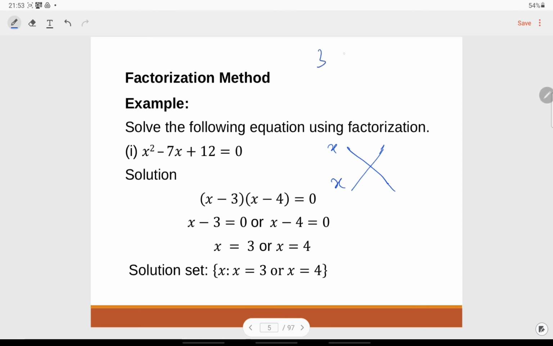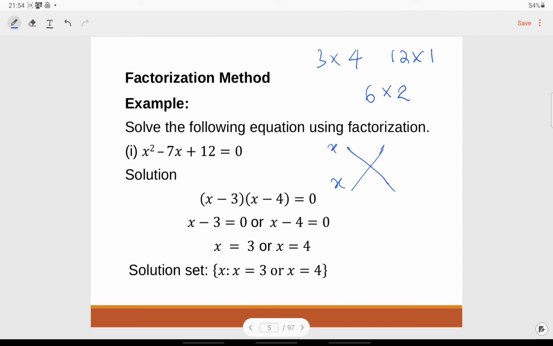We have 3 and 4 as potential factors of 12. We also have 12 and 1. We also have 6 times 2. These are the potential factors of 12. But then we need to find factors that give us negative 7 when we add them together.